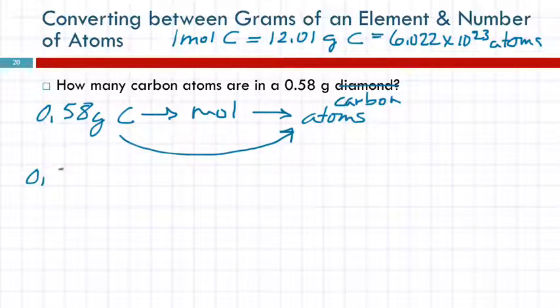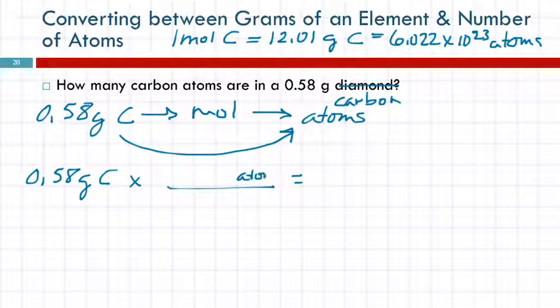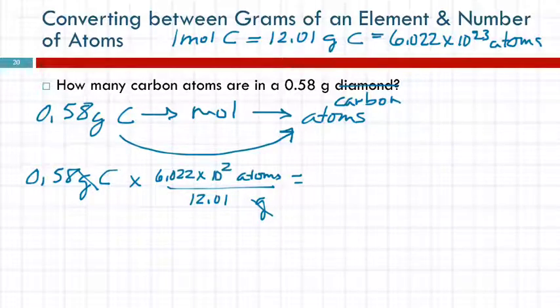So 0.58 grams of carbon. Doing it in one step, we're going to go straight to atoms. And then I put grams on the bottom because I want the units to cancel out. 12.01 grams of carbon is equal to Avogadro's number of atoms. So 12.01 grams down there, and 6.022 times 10 to the 23rd atoms on the top. So then we get out the calculator.